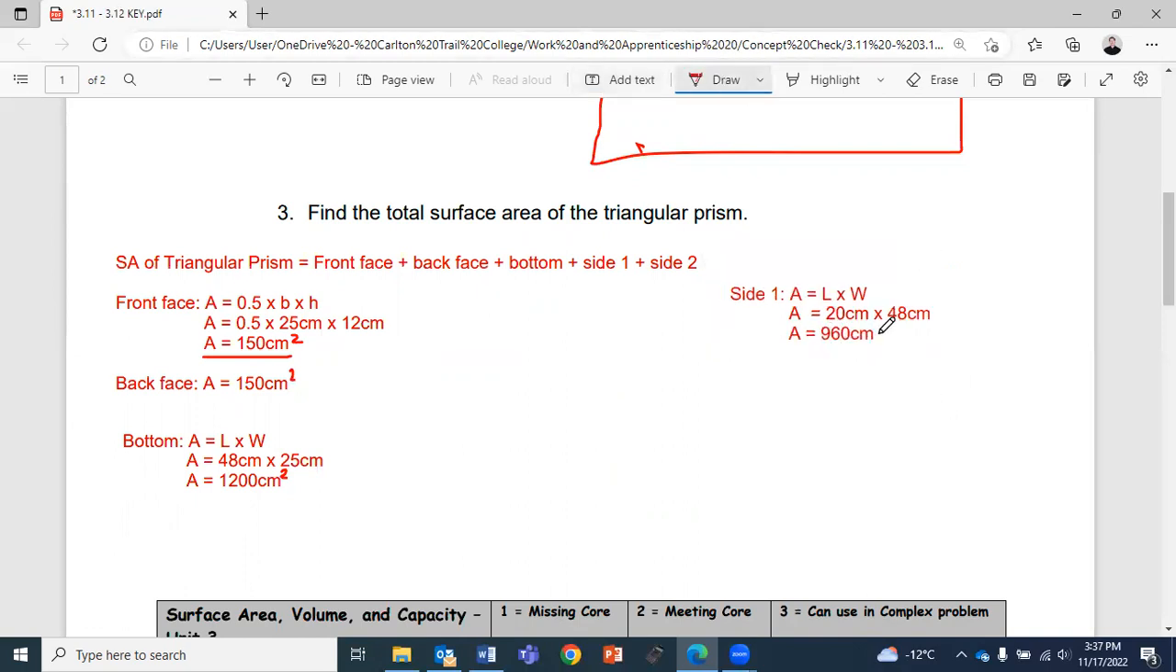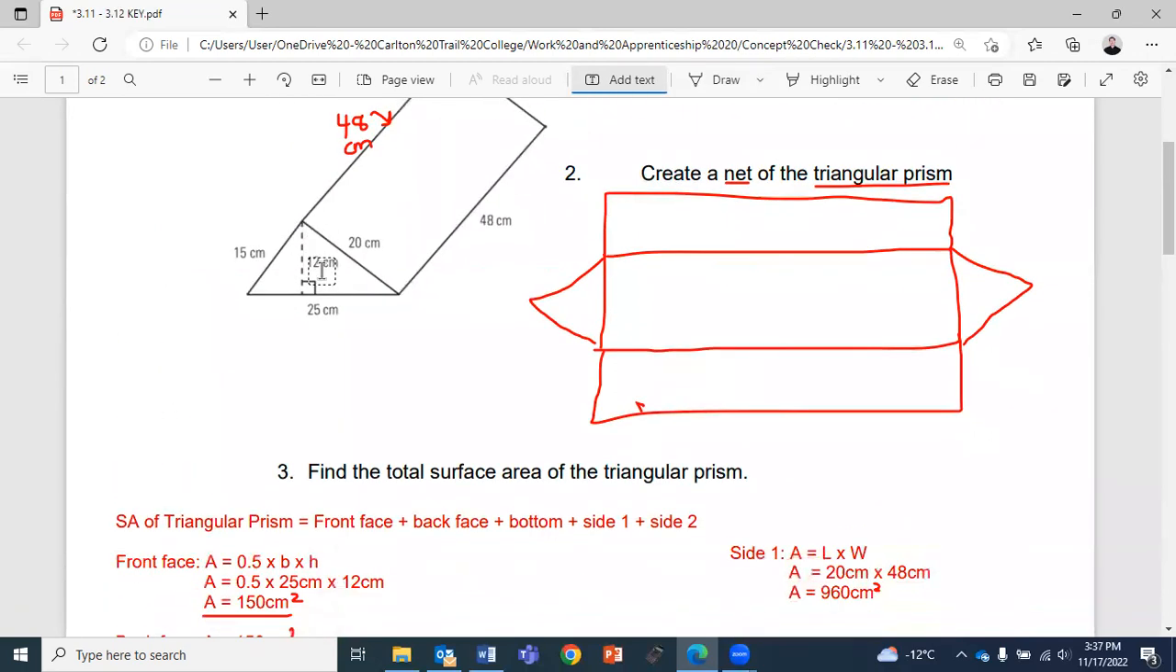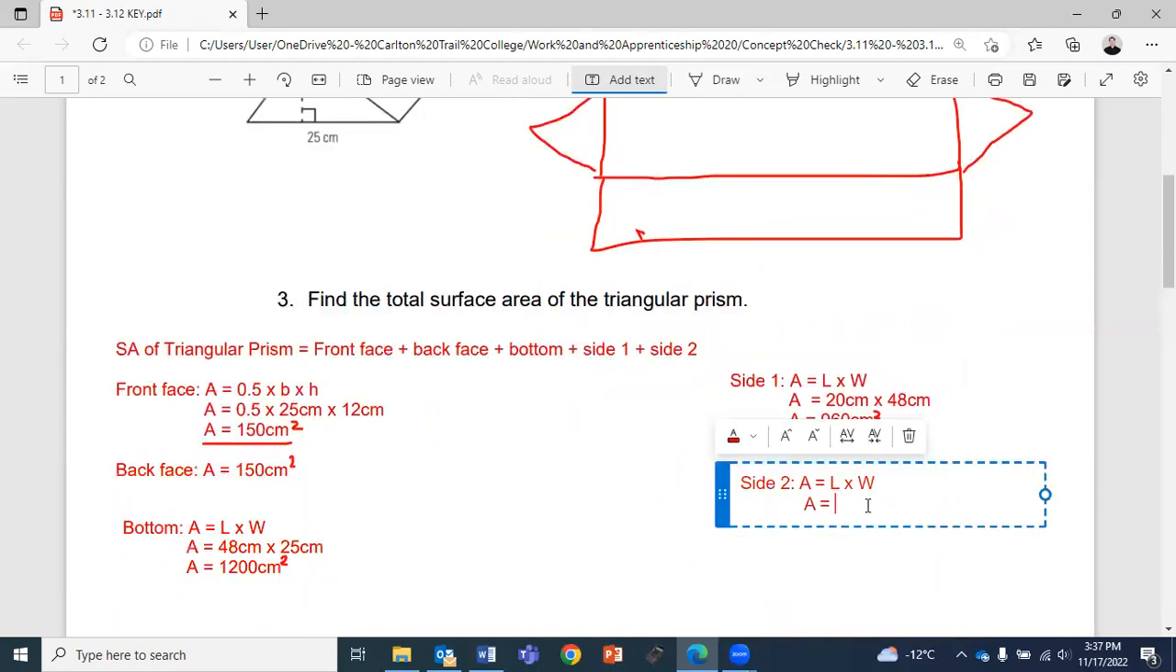Now, a common mistake that most of you are probably going to make is you're going to look at this and be like, okay, I'm done. I figured out side 1, side 2 is going to be the same thing. It's not. Side 1 is 20 by 48. Side 2 is 15 centimeters in length. So it's a different length. That's a common mistake people are going to make. So you have to look really carefully. This is simple math, but it's really complex. There's lots of steps. So side 2 is going to be 15 centimeters times 48 centimeters, which is going to give me 720 centimeters squared.